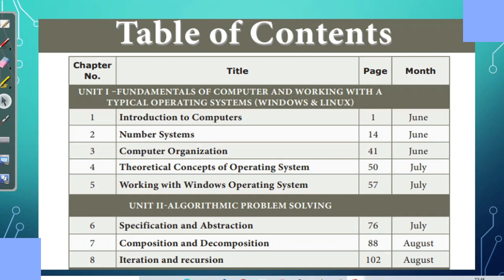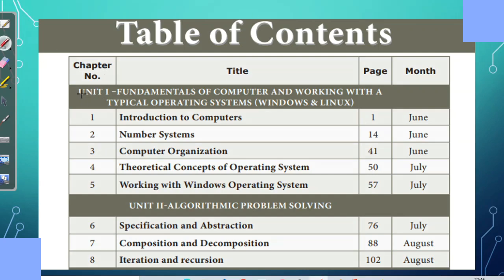Today we will see what lessons and topics you are going to learn from 11th Computer Science. This is your table of contents. So totally you have 5 units, and under that you have 18 chapters. Let us see one by one what chapters you are going to study in 11th Computer Science.